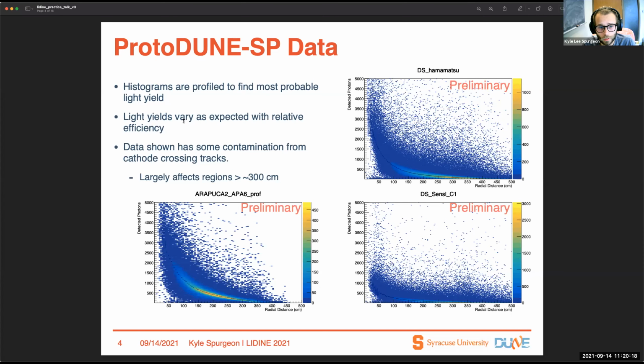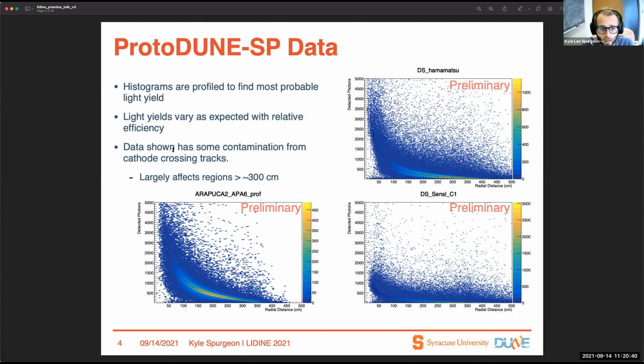These results are encouraging because the light yields vary with relative efficiencies of the detectors. The Arapucas are very, very efficient, very high light yield. The Hamamatsu light guides are the next most efficient, and then the SensL are the least efficient of the three bunchings, and the results scale with those, which is very nice. And you get this nice trackable curve from essentially zero distance to large radial distances.